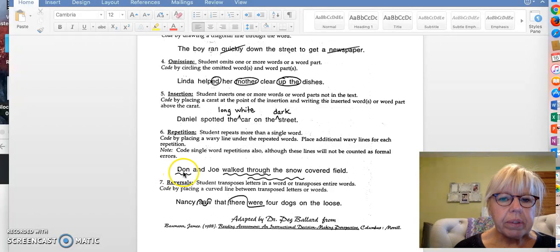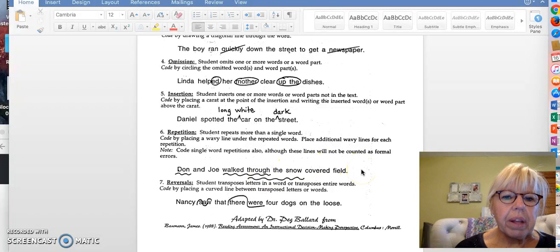In this example, "Don and Joe walked through the, the snow covered field" is the way the student would have read that. We would have two miscues here. The single word repetition is coded only for our information. These are the two miscues.